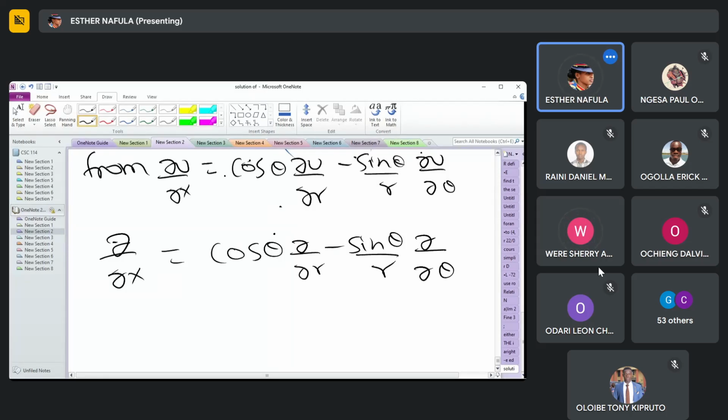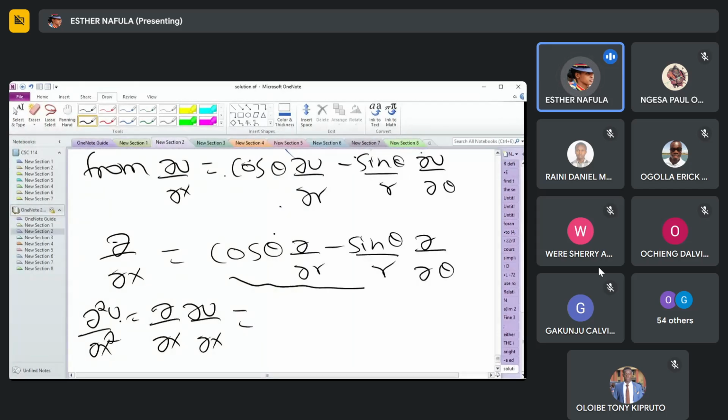Is that okay? We're just removing the u. If partial u partial x is this, then partial x is this. So if partial squared u partial x squared is equal to partial x of partial u partial x, then this is partial x and this is partial u partial x.